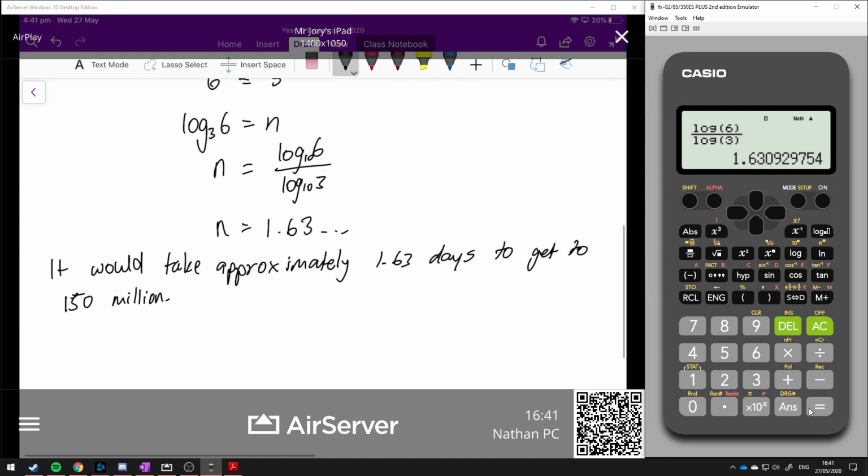So cool. Awesome. 1.63 days. Very good. All right, with that being said, we're going to leave that one here, and we'll have a look in our next video at some quadratic exponentials.